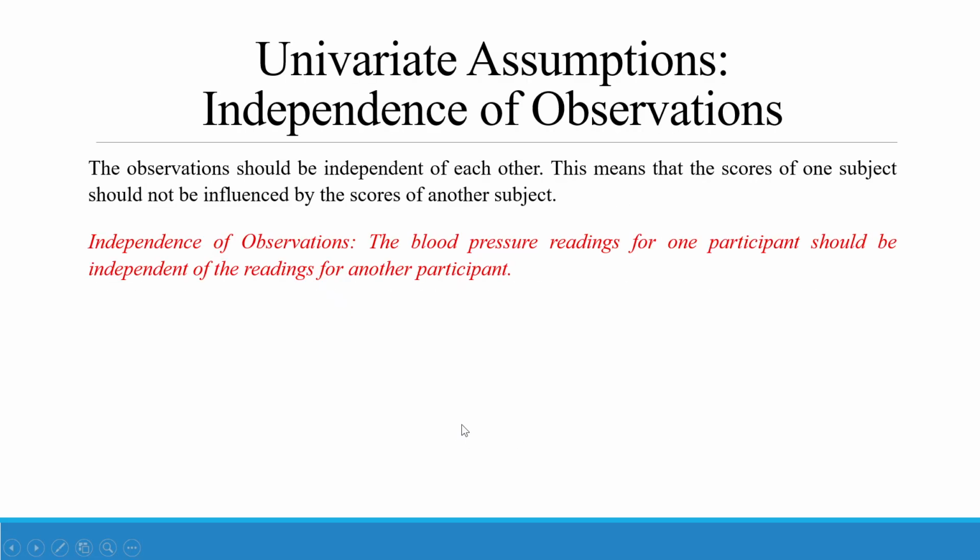The next assumption is the independence of observations. The observations should be independent of each other. This means that the score of one subject should not be influenced by the scores of another subject. The example is the blood pressure readings for one participant should be independent of the readings for another participant.